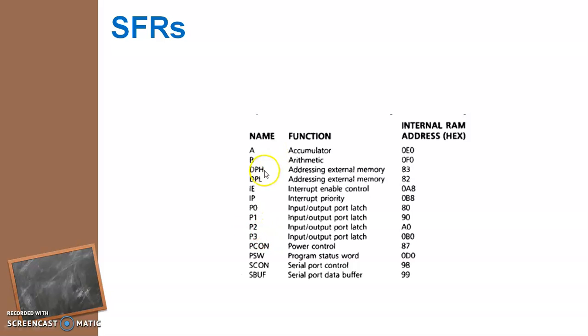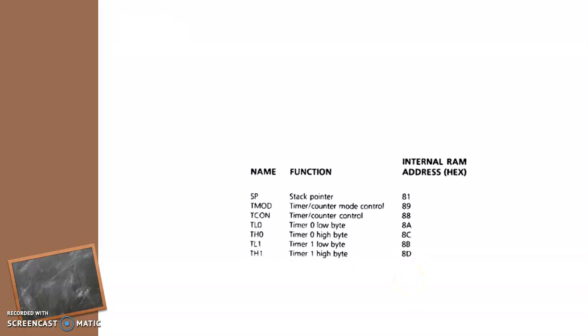Accumulator A and arithmetic register B get the address E0 and F0. To access the external memory, the data pointer register, higher order and lower order, takes the addresses 83 and 82. Then interrupt enable control and interrupt priority take the addresses A8 and B8. Then port 0, port 1, port 2 and port 3 latches take the addresses 80, 90, A0 and B0. The power control register is 87. The program status word is D0. Serial port control takes 98, and the serial buffer takes address 99.